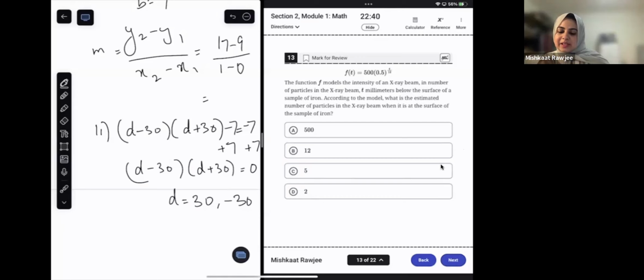So basically, if it's T millimeters below the surface, it's decreasing by 50% because it's 0.5. So at the surface of the sample of iron, it starts off at 500. It decreases as it goes down, but when it starts off at the surface, it's actually just 500. So our answer is 500, and then we move on.